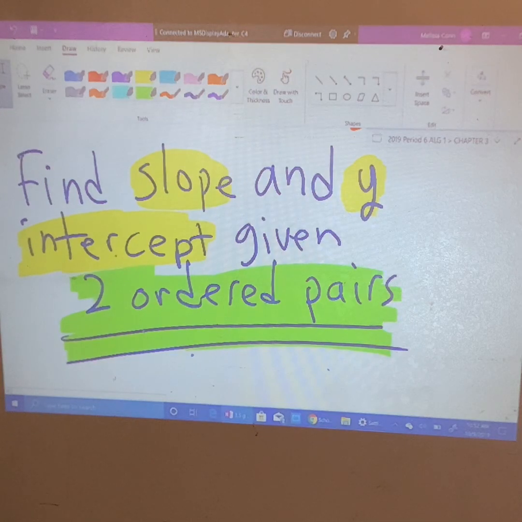You're going to find the slope and the y-intercept, but all I'm going to give you are ordered pairs, 2 ordered pairs. We're going to find both. You're not going to see a visual picture of it, so that's the goal in this next section. Okay, so here we go.